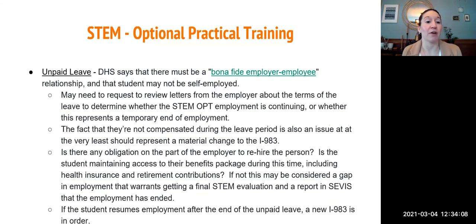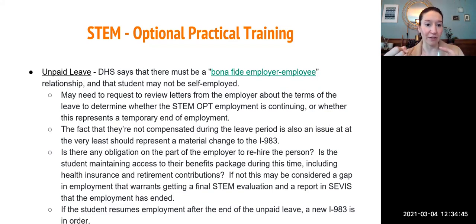So I said, well, what have they provided to you? I need to understand what they mean by unpaid leave. So he provided me with the letter that the employer had provided to him about what the terms of the unpaid leave were. And that was surprisingly helpful in helping me evaluate the situation, because it made clear that he wasn't receiving compensation. Obviously, it's an unpaid leave. So that was certainly an issue to me in terms of whether a bona fide employer-employee relationship was being maintained during the STEM period.